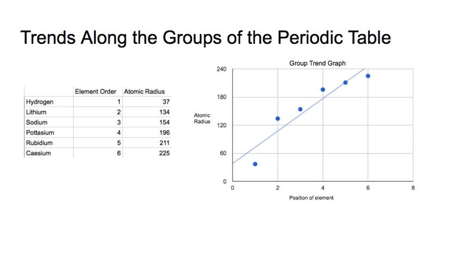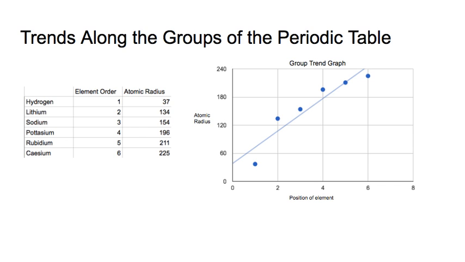Next, I'll explain the trends along the groups of the periodic table. On the table to the left is the group called alkali metals. Their atomic radius and the order in which they appear are listed. The data points are plotted. The farthest point on the left of the graph is hydrogen. The farthest point to the right is calcium. The trend is that the radius gets bigger and bigger as you go down the group.